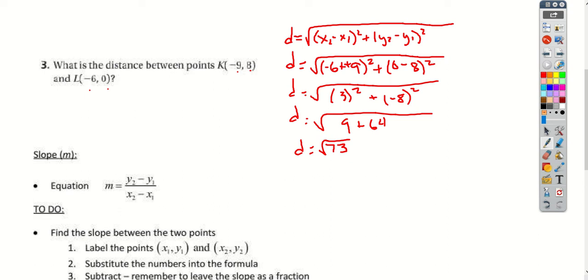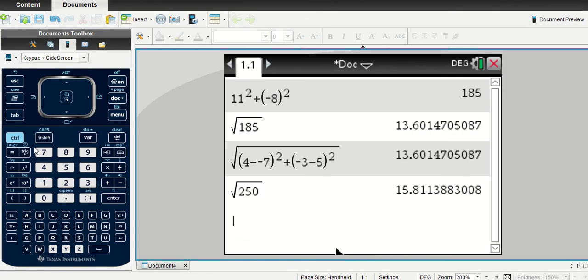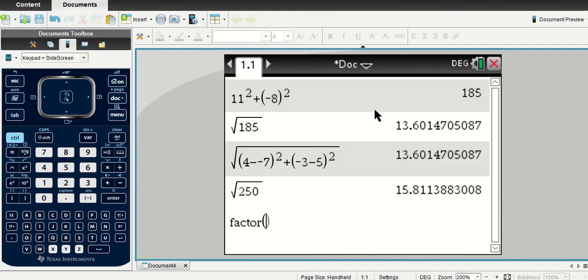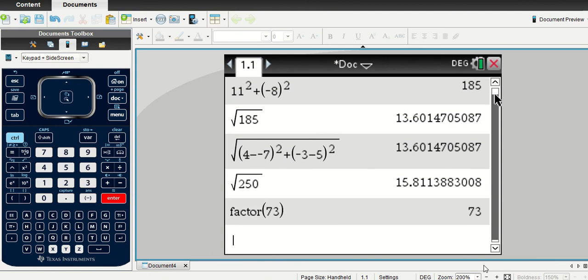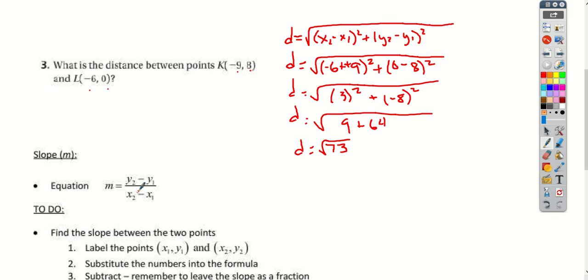Now it doesn't say to put it as a decimal, so we're going to leave it as that radical right there. And if we check our calculator, okay, and we do menu, number, factor, we type in 73, this is prime. So there's no other prime factors that multiply to give you 73. So it is in simplest form, that's what it tells us.